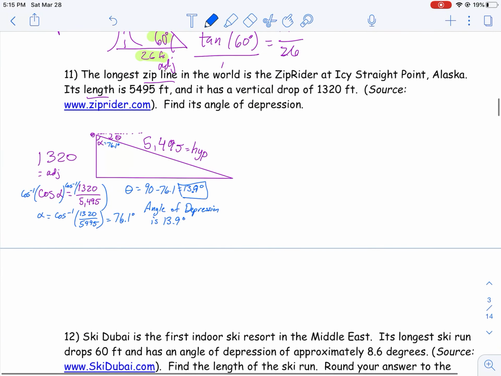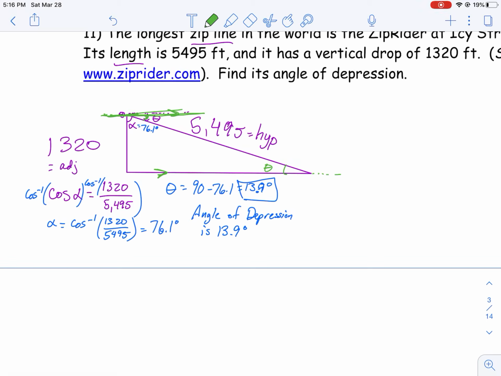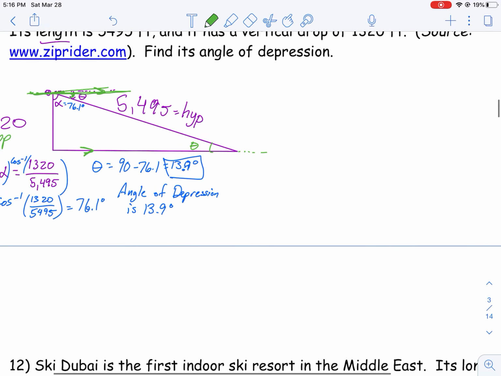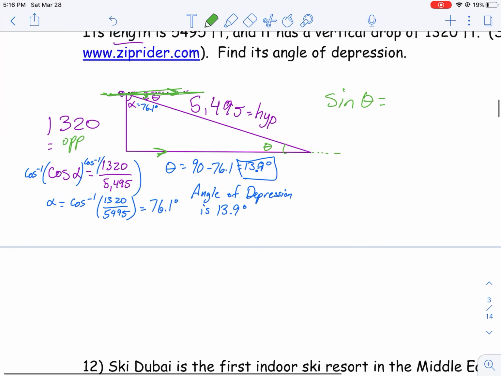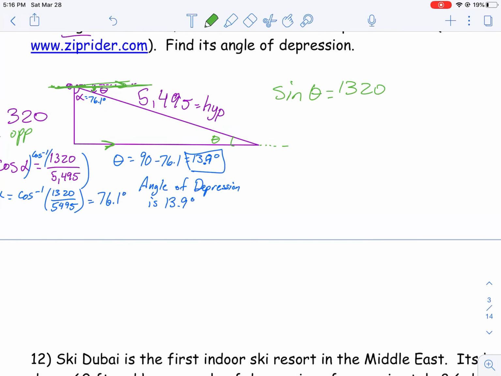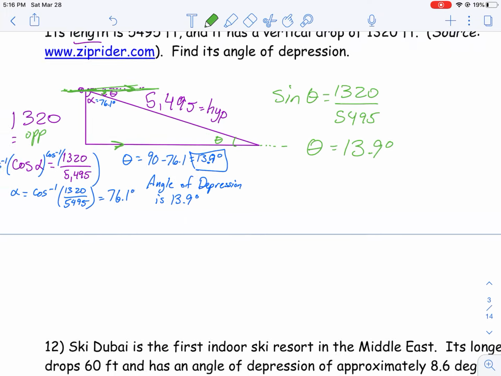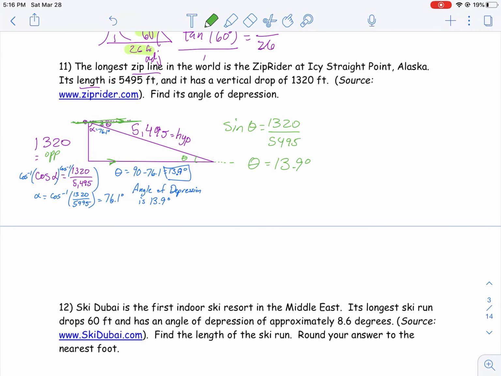And so we can find the angle of depression instead of using alpha and looking at that as the adjacent side. We can use theta and think of that as the opposite side. Hypotenuse is still the same. In this case, we just set up sine theta equals opposite, which is 1320, over hypotenuse, which is 5495. And if you solve that, you'll see you'll get theta is 13.9 degrees.